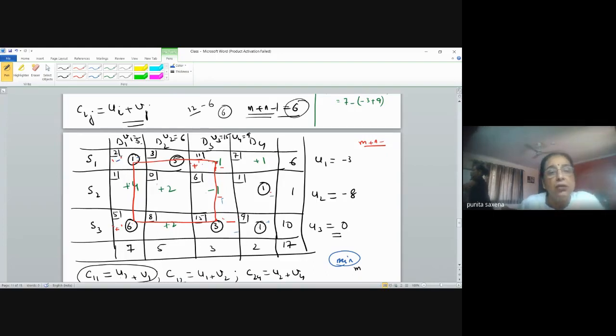Now see, you have 1 here. This is marked with minus. So when you subtract 1 from this cell, the allocation becomes 0. That means you do not allocate anything. So that means it is this basic cell which will leave the basis. So it's like the minimum ratio, right? So this will leave the basis and you make an allocation of 1 here now, right?